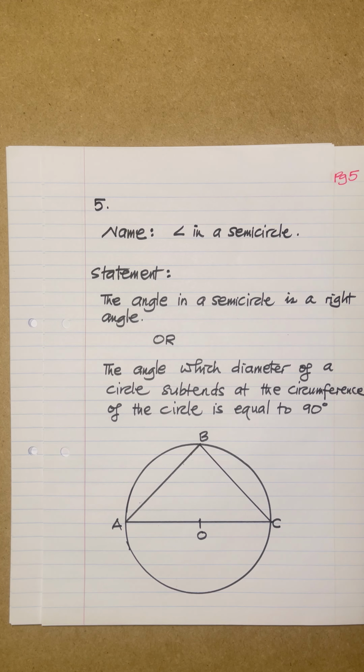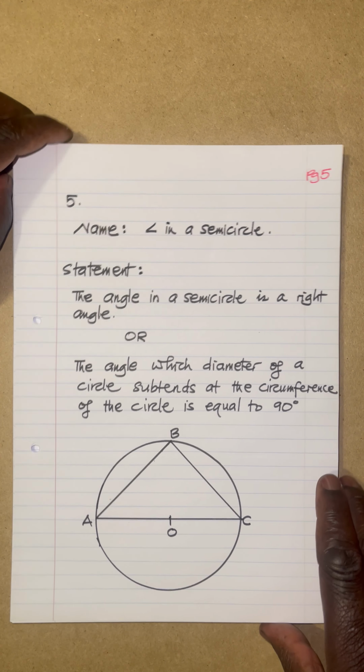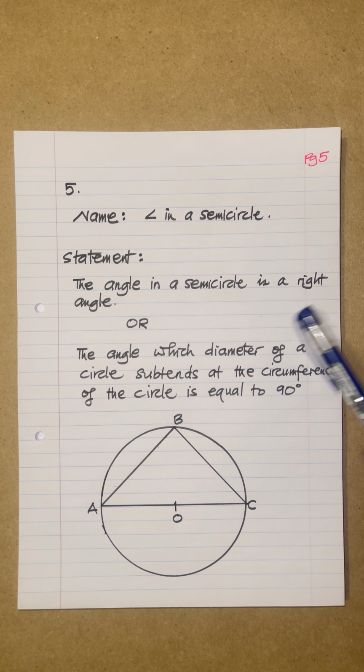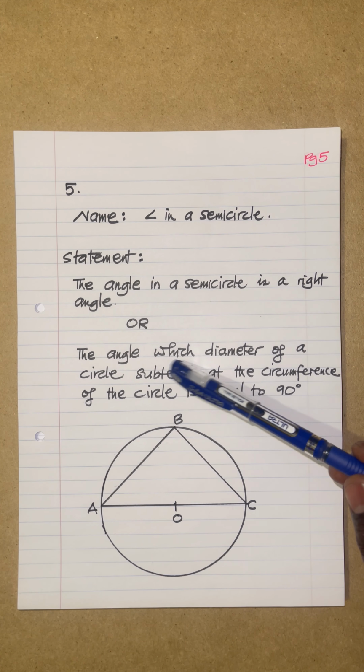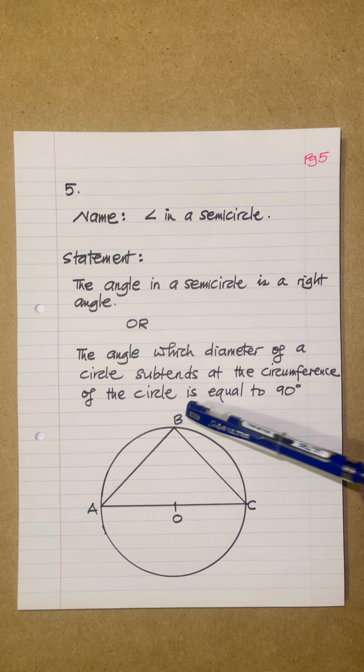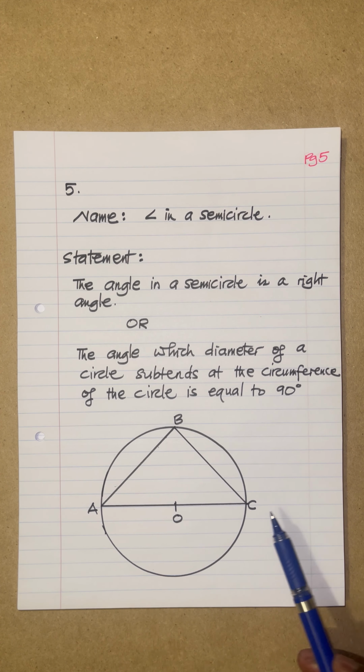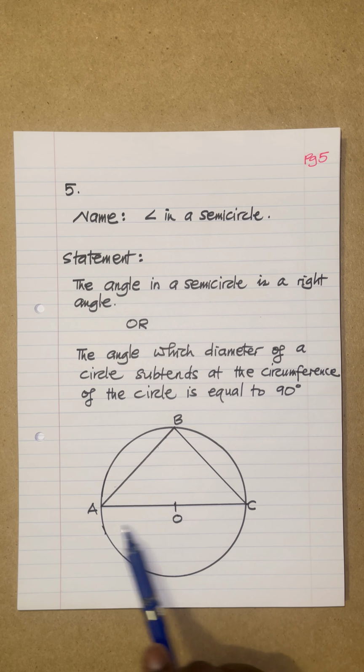Theorem number 5 is this one here. There it is. That's theorem number 5. The name of the theorem is angle in a semicircle. And the statement: the angle in a semicircle is a right angle. Or we can also say the angle which the diameter of a circle subtends at the circumference of a circle is equal to 90 degrees.